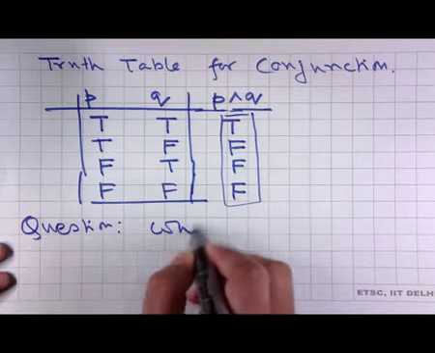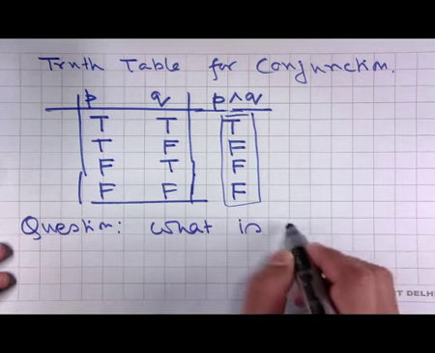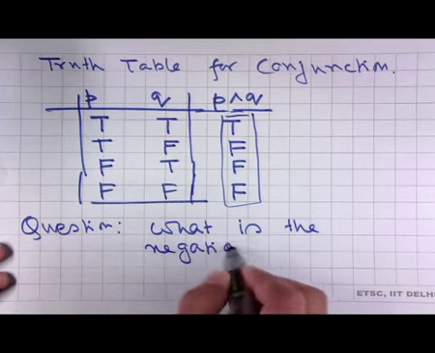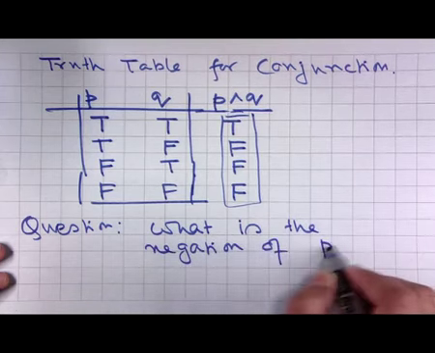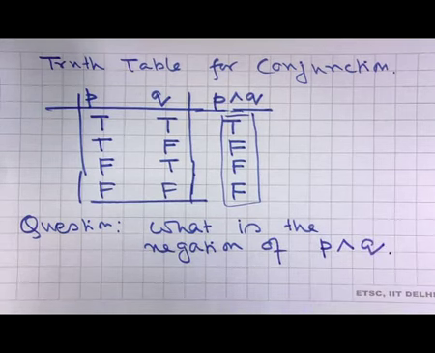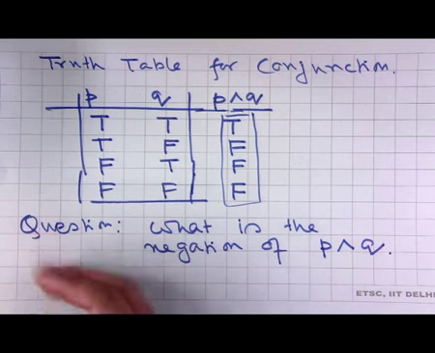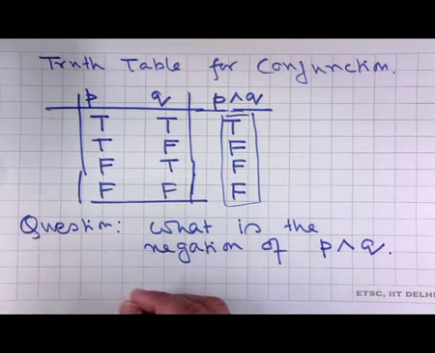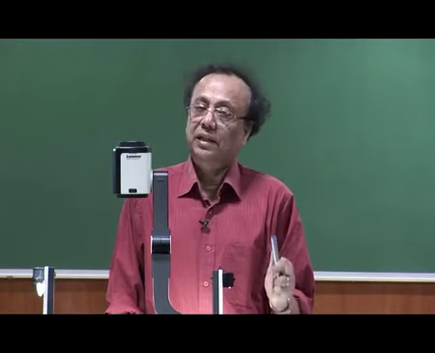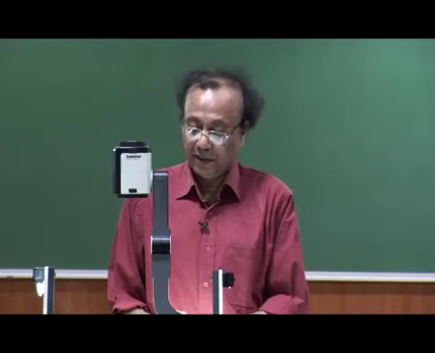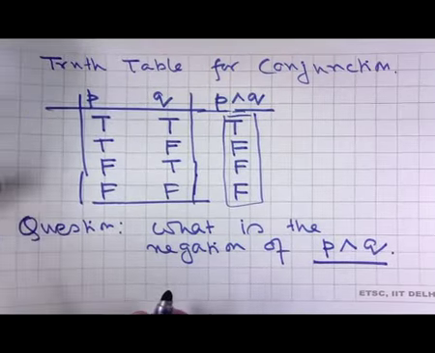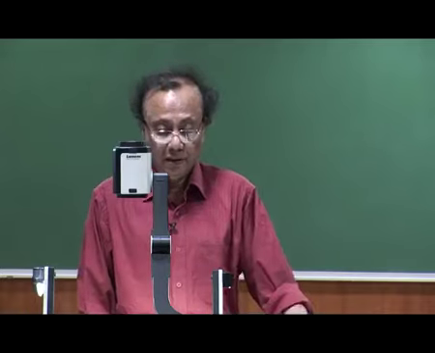Okay. Now, the question is, what is the negation of P and Q? Or in other words, if a compound statement is a conjunction of two elementary statements or two component statements, then what is the negation of the compound statement? So, in order to work out that, I will first look at the truth table for disjunction.